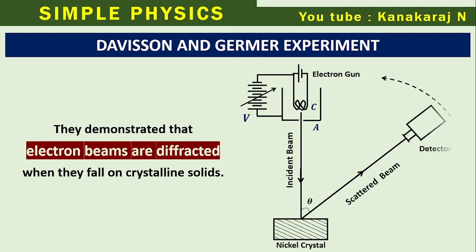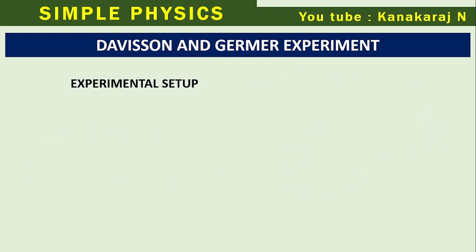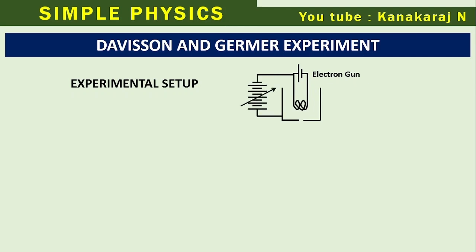The experimental setup. Here you have a filament and an aluminum cylinder with a fine hole. These two are connected by a potential difference V, the cathode and an anode. Here you have a nickel crystal and these lines represent the lattice planes.